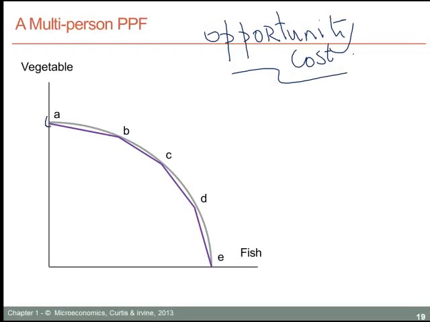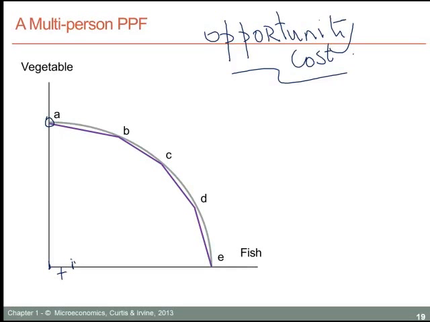Suppose we are at the point A, where all of the economy's resources are being devoted to the production of vegetables. And we assume that we want to produce a given increment in fish. That line distance represents a given number of units of fish, and we want to produce this additional amount of fish. What is the cost of doing that? What is the opportunity cost of it? Well, it is obviously the amount of vegetable that we must sacrifice in order to produce that additional amount of fish.